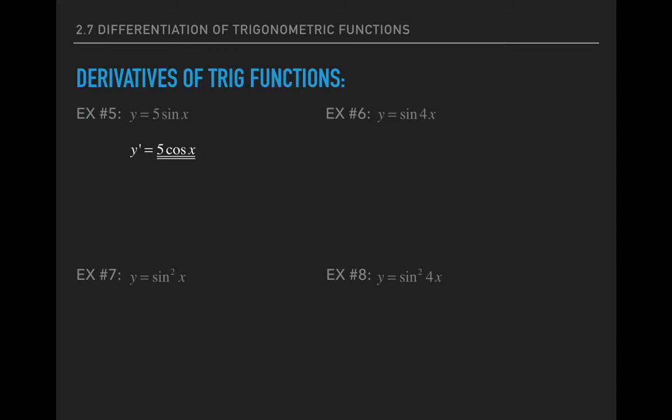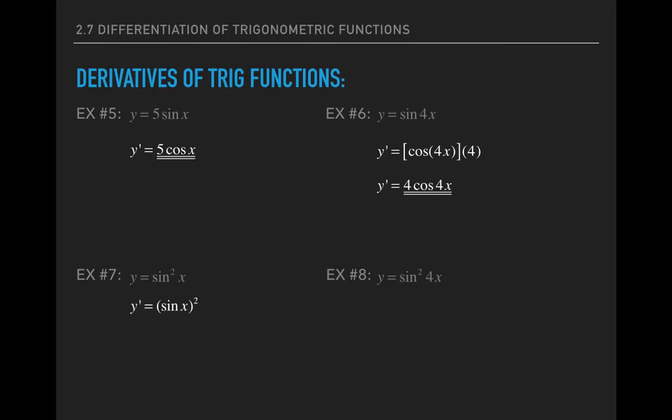You can see that in the previous sections. Now example 6 is a little different, because really what you're looking at is a function inside of a function. This is an example of the chain rule. It would be cosine of 4x, and then the derivative of that inside function, 4x. The derivative of 4x is just 4, which you would simplify and write as 4 times cosine 4x.